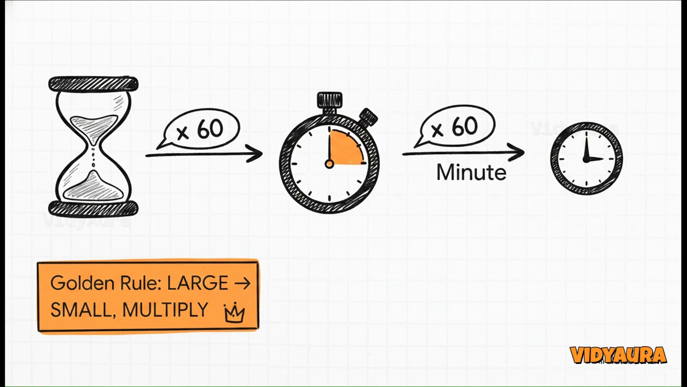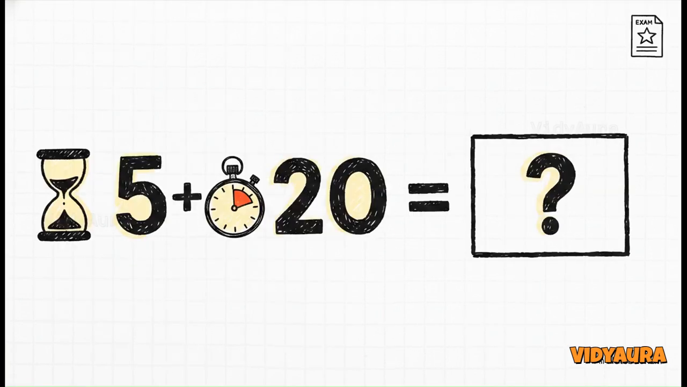So the facts. 1 hour has 60 minutes. 1 minute has 60 seconds. Easy. Now for the golden rule. Whenever you want to change a larger unit, like an hour, into a smaller unit, like minutes, you always multiply. All right, let's put that golden rule into practice.